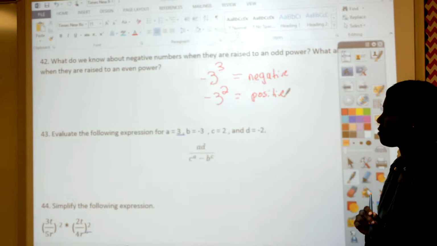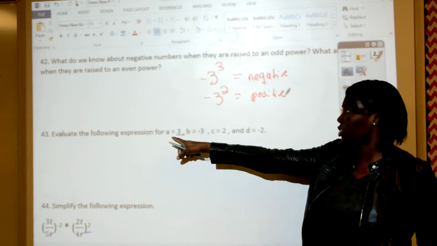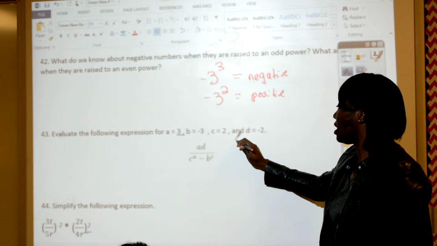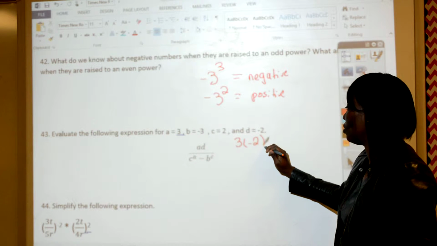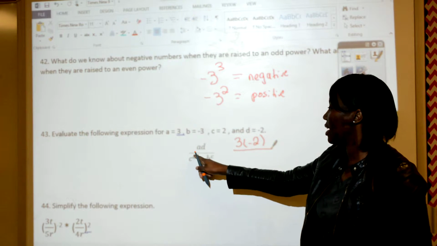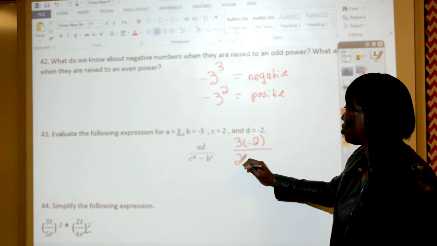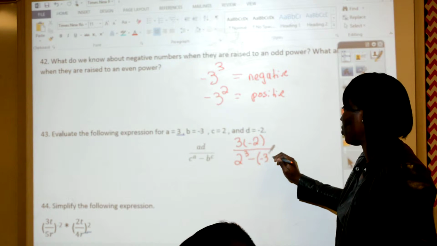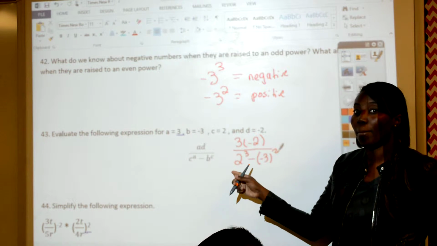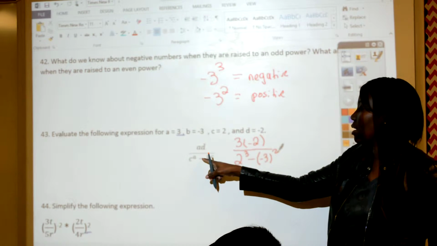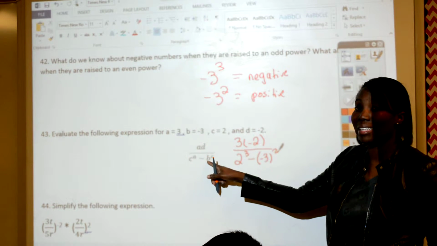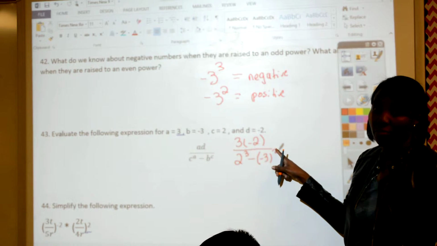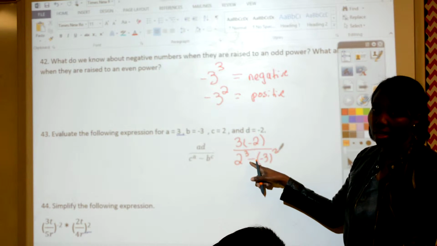On number 43, it says evaluate the following expression. Pretty much you're just taking each one of these variables and plugging them into the problem. So we have A times D, so that's 3 times -2, divided by C to the A power. So we plug in C, you should have had 2 to the third power minus -3 to the second power. Some of y'all might have messed up on the denominator because you might have just did minus -3 and turned it to a positive, but you can't do that because the base is actually B to the C, so you have to do B to the C first, and then you subtract.